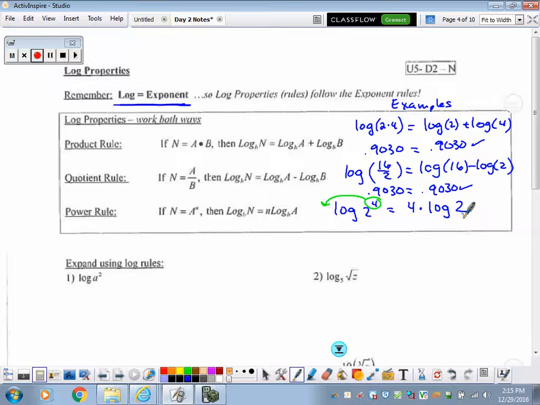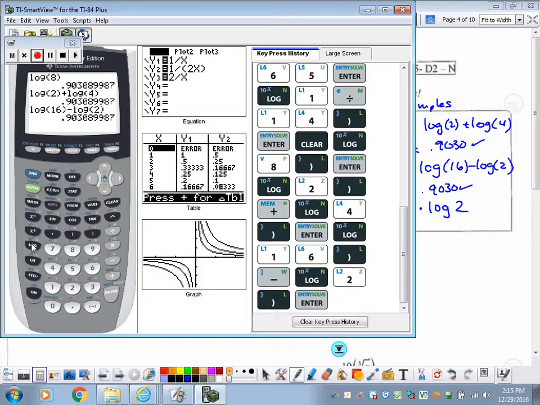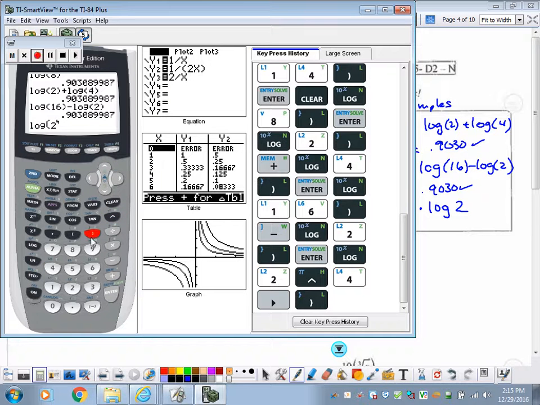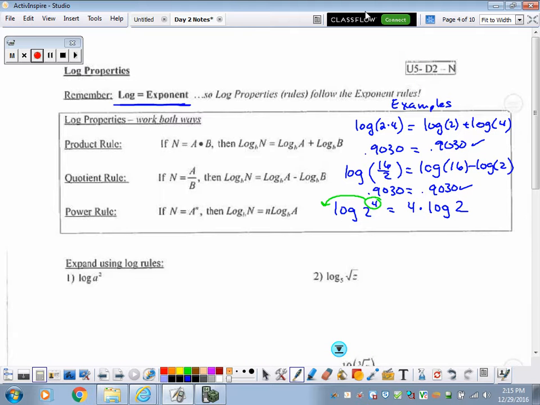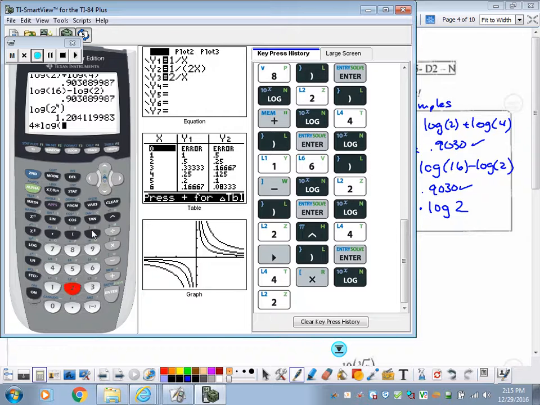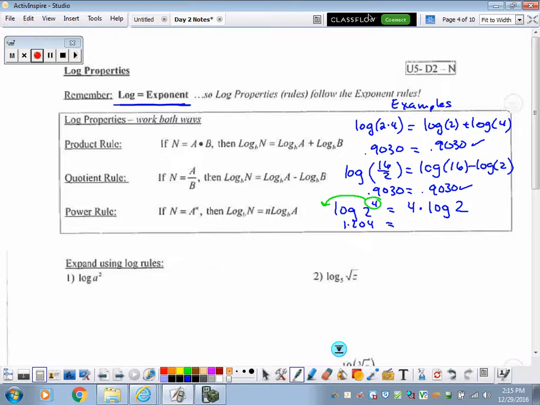There really isn't anything I can tie it to in the exponent rules. We can again use the graphing calculator to help prove to us that those are equivalent. So log 2 to the 4th, so it's really log 16, which is 1.2041. Is it the same thing as 4 times log 2? 4 times log 2. See if we get the same answer. Yep, we get the same messy decimal, 1.2041. So we have those 3 properties, the product rule, the quotient rule, and the power rule.